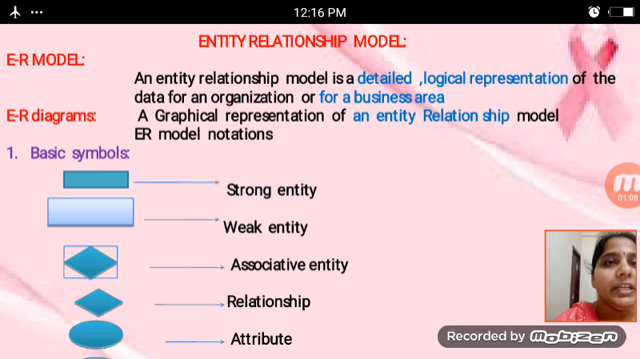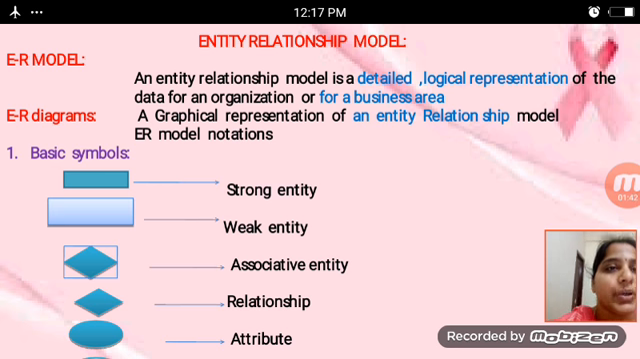An entity relationship model is a detailed and logical representation of the data for an organization or for a business area. In this ER diagram, I will talk about the graphical representation of an entity relationship model. ER notations are there.